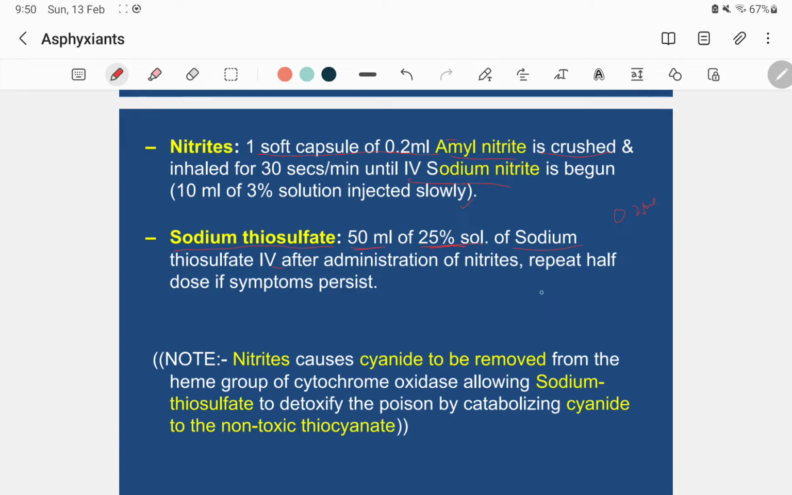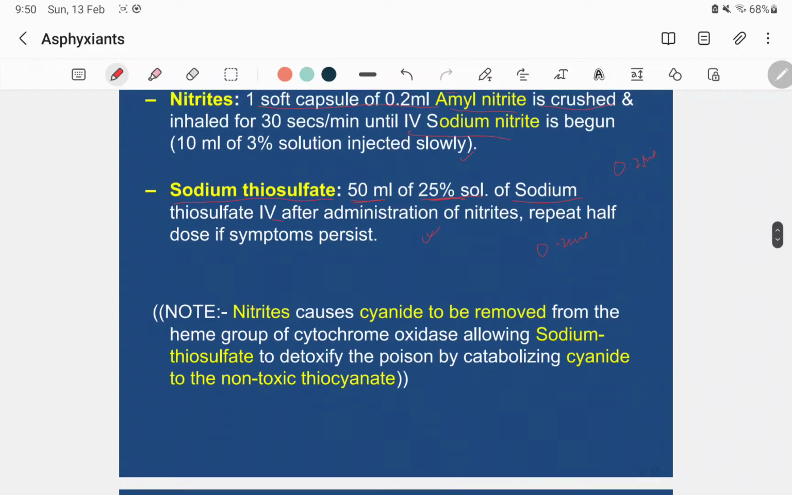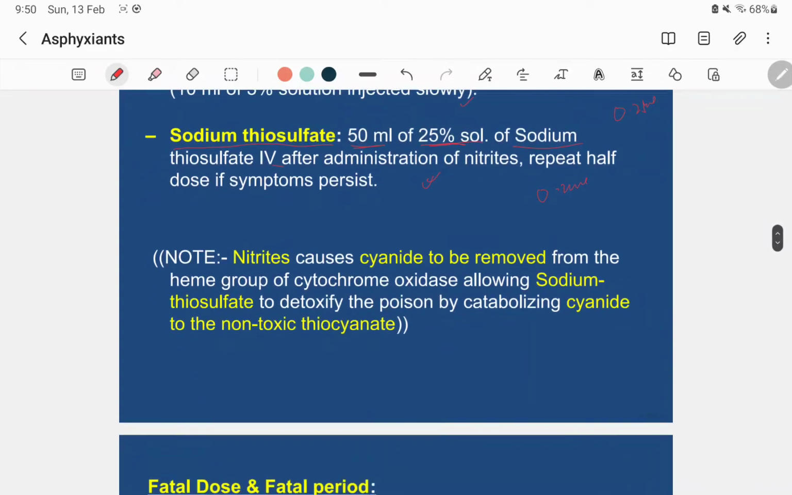In the nitrite step, 0.2 ml of amyl nitrite is crushed and then inhaled for 30 seconds or a minute until IV sodium nitrite is begun, injected IV. And then comes sodium thiosulfate, after that nitrite: 50 ml of 25 percent sodium thiosulfate IV. So this is the treatment for cyanide poisoning.